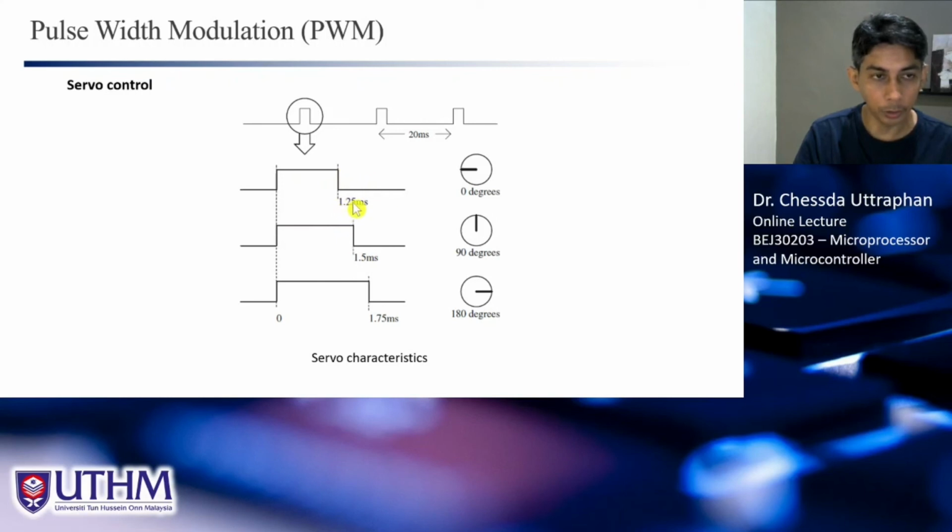So for example, in this case, if we have 1.25 millisecond, the on time for the PWM signal is 1.25 millisecond, so the motor will be at 0 degree, and when we increase the on time to 1.5 millisecond, it will be 90 degrees. If we have 1.75 millisecond, we have 180 degrees, and if we add more, 2 millisecond, we will have 220 degrees, and so on. So that is how we control the servo motor.